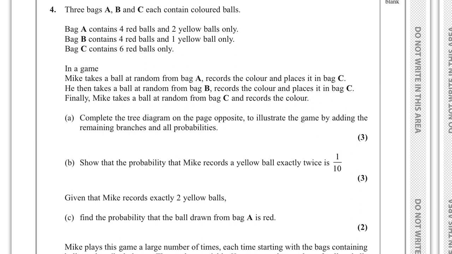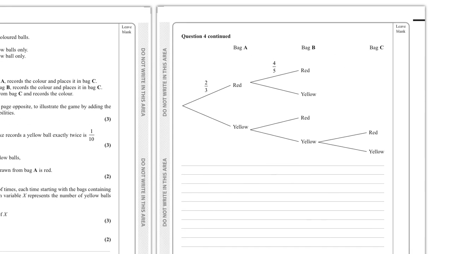So, in a game, Mike takes a ball at random from bag A, records the colour and places it in bag C. He then takes a ball at random from bag B, records the colour and places it in bag C. Finally, Mike takes a ball at random from bag C and records the colour. Complete the tree diagram.